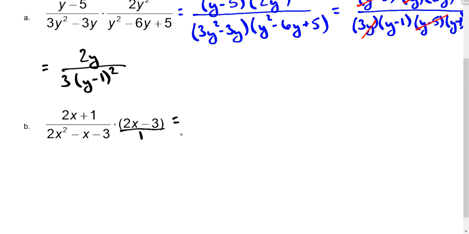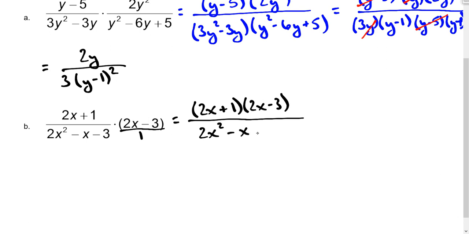So doing what I did before, I'm going to say that this is going to factor into 2x plus 1 times 2x minus 3. We're just multiplying the numerators together here. And then the denominator is just going to be 2x squared minus x minus 3, times 1, so identity property. Now, we're trying to simplify this.